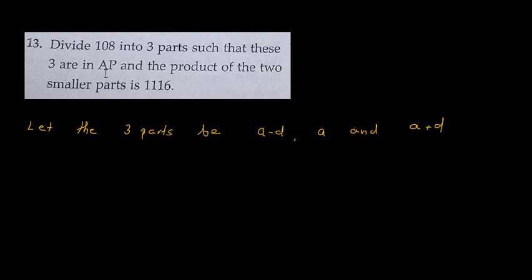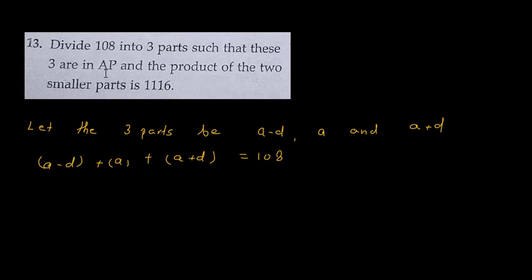Okay, so if you have not gone through all these choices, just make a note of them: when 3 terms are in AP, what is our choice; when 4 terms are in AP, what is our choice; and when 5 terms are there, what is our choice. Now according to the problem, we have divided 108 in these 3 parts. So we have a minus d, a, and a plus d. The sum of these 3 parts is given as 108.